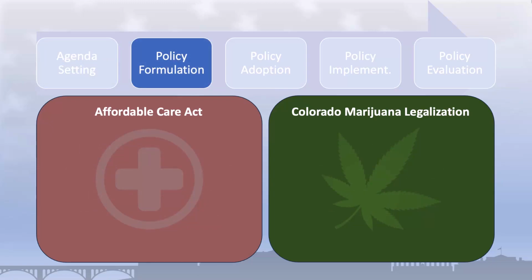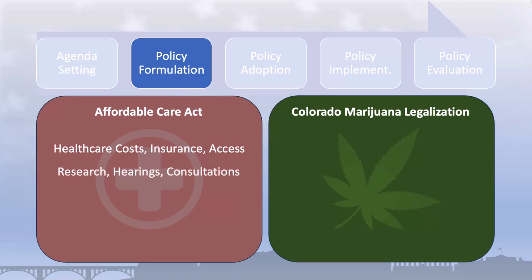Policy formation in the case of the Affordable Care Act was framed by a desire to address the high healthcare costs, lack of insurance coverage for millions of Americans, and gaps in healthcare quality and accessibility. So the Obama administration, with input from Congress, developed a comprehensive healthcare reform plan. Extensive research, public hearings, and consultations with experts and interest groups occurred, and multiple policy options were considered, ranging from a single-payer government-based system to expanding access to Medicare and Medicaid to expanding access to private health insurance and others.